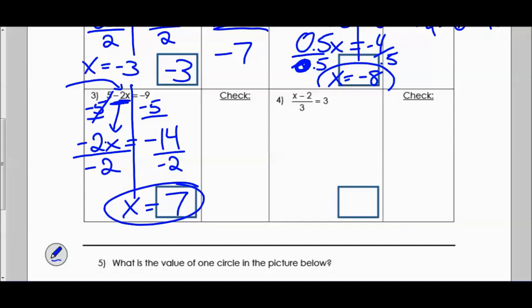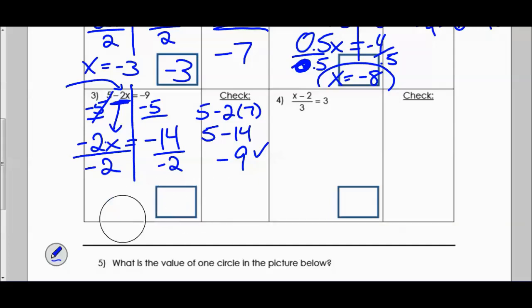Again, we can plug that right back in. 5 minus 2 times 7 is the same thing as 5 minus 14, and that is negative 9. I'm going to show this in another way just to make this even clearer, that the 5 is a positive and the 2 is being subtracted or negative. So I'm actually going to do this again in a completely different way.